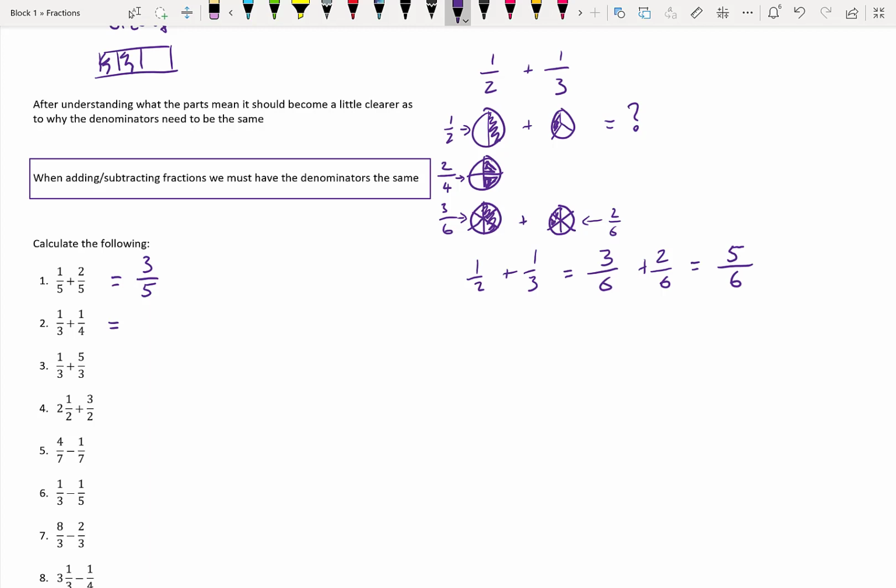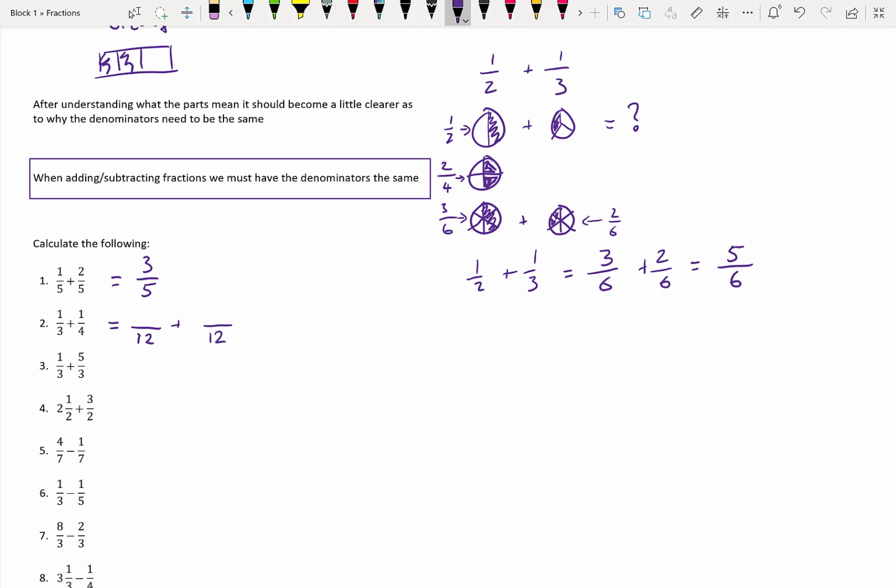The second one, 1/3 plus 1/4. Well, now I've got a similar problem to what I had over here. They're different things. So what I'm going to do is I'm going to use my equivalent fractions. How do I decide what number I'm going to have on the bottom? Well, I need a number that's in both the 3 and the 4 times table. So we're going to make them into 12s.